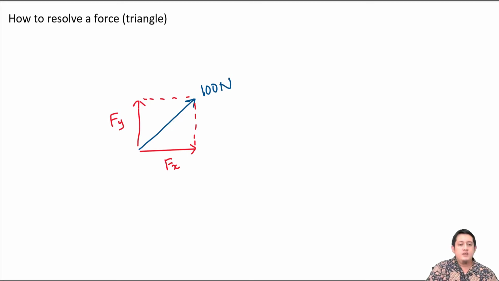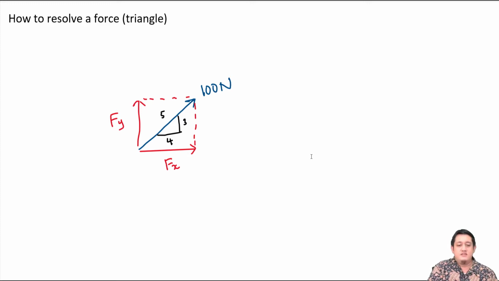Let's say the question gives you a triangle like this. They give you the direction of this 100 Newton here, represented by this triangle. Let's say this side is 4, this one is 3, and this one is 5. Pythagoras theorem. How to calculate the forces Fx and also Fy? The answer is very easy.